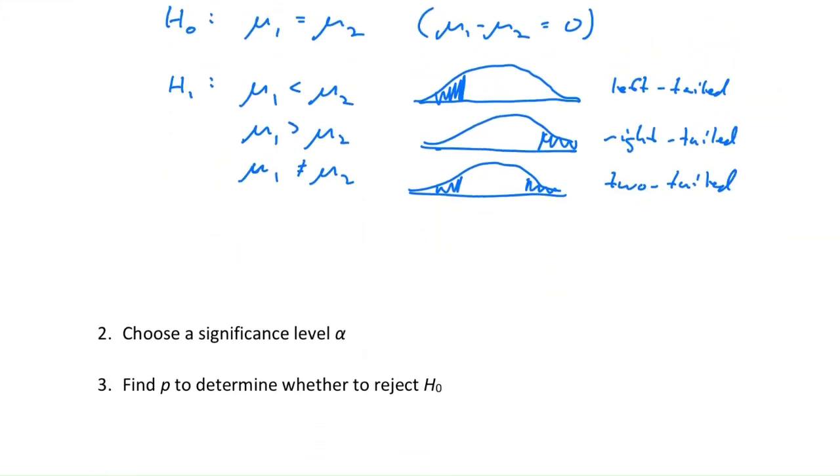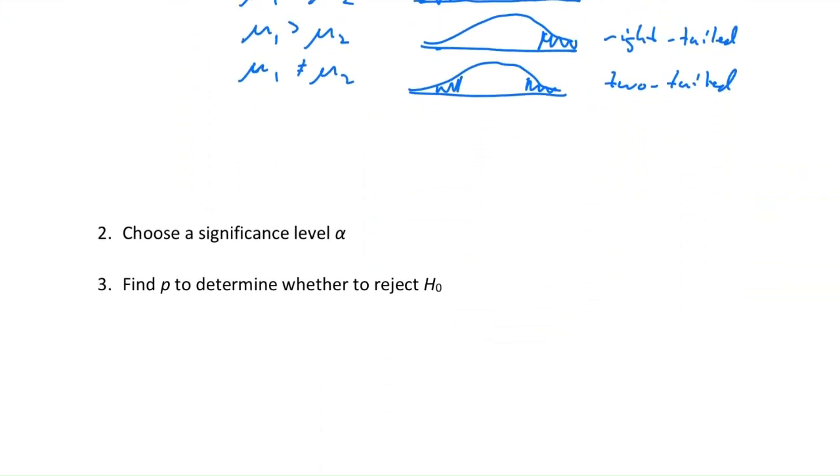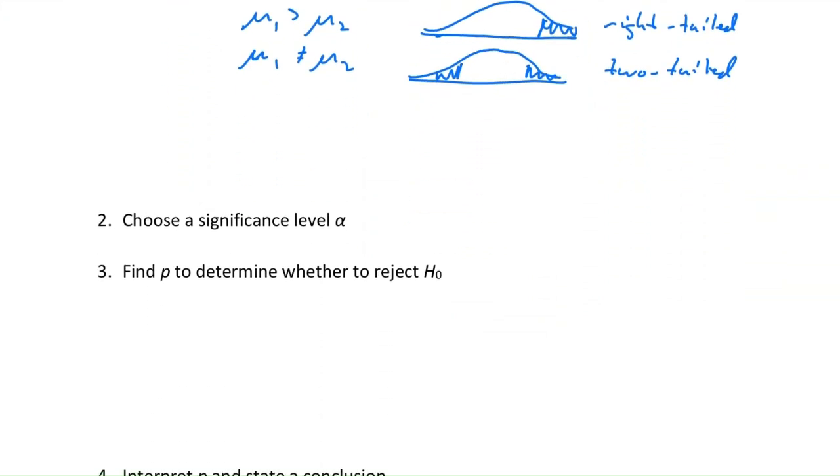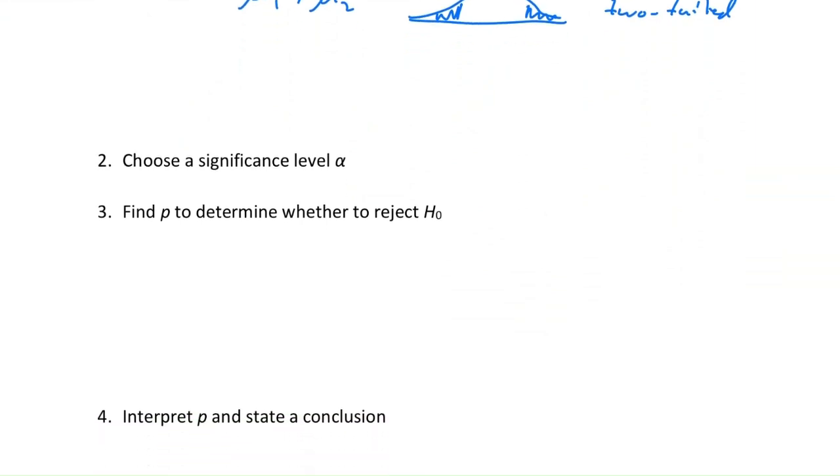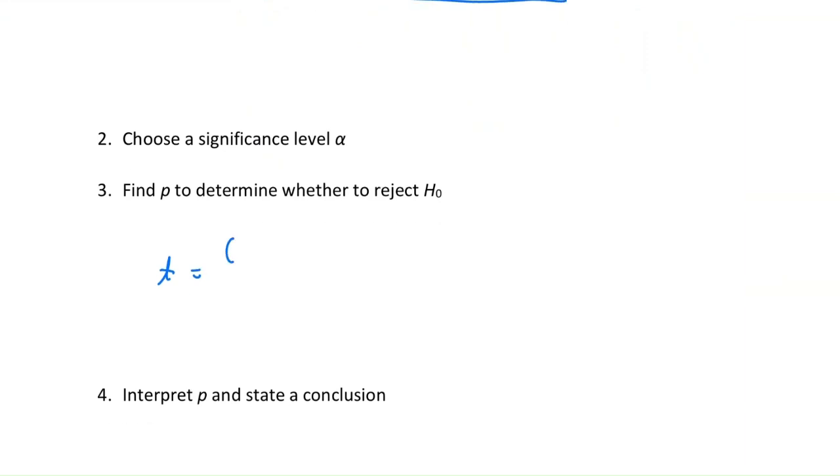All right, so we've determined our hypotheses. We again choose our significance level. We'll use the typical 0.05, 5%, unless a problem would say otherwise. And then we have to find P to determine whether or not to reject the null hypothesis. So here, again, as I mentioned, we're typically going to be using T, not Z, at least for the means.